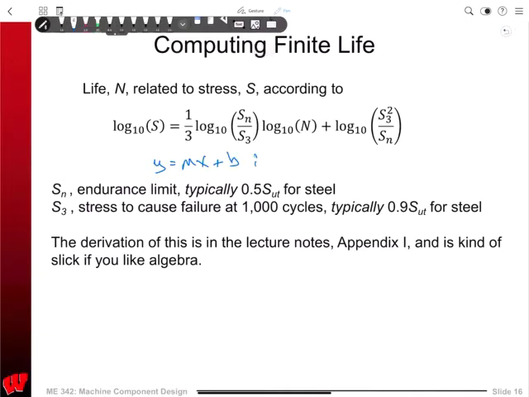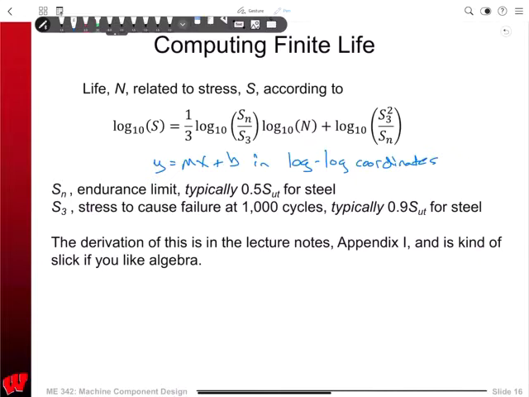redo in log coordinates. And I'm not going to go through the derivation, it just takes a little while, but it's pretty slick, right? It is really just a straight line, y equals mx plus b.